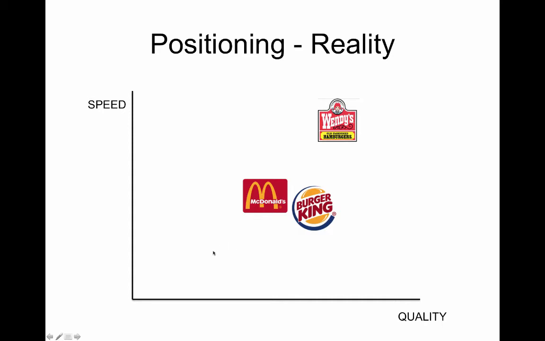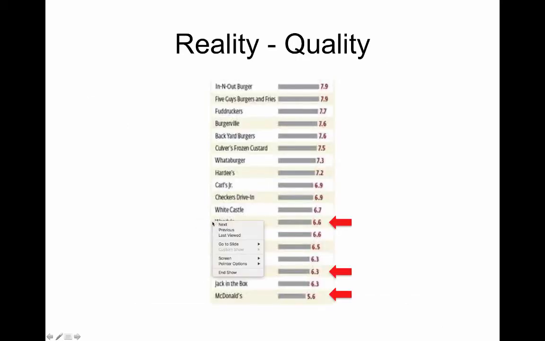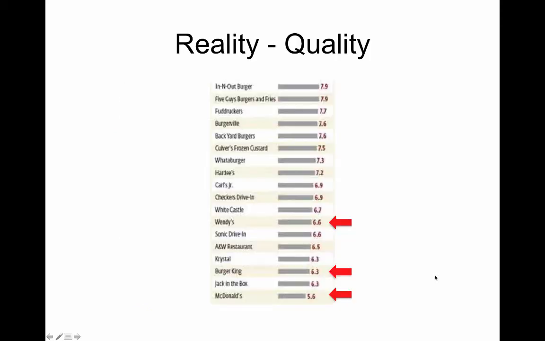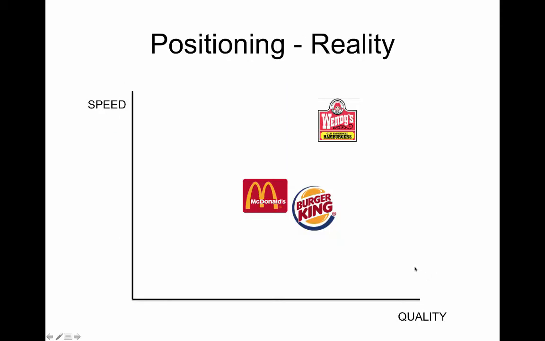So the positioning reality is, if we look at all these things together, including, let me go back quickly to the speed, you see that Wendy's actually is the fastest at about 40 to 50 seconds lower than McDonald's, and maybe 60 seconds less than Burger King. So Wendy's has the faster speed, they have the better quality, so they're actually positioned in a better place than McDonald's and Burger King. And that's the reality according to customer surveys.